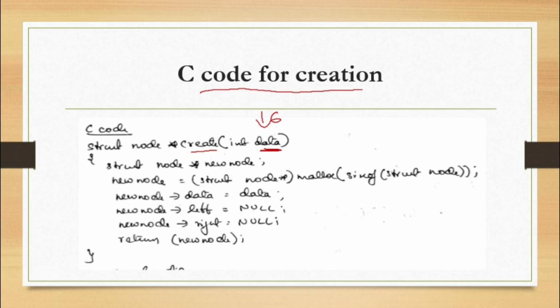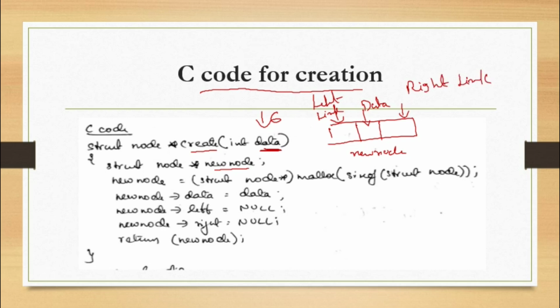So I create a new node. The name of the new node is new node, as shown in the last example, and it will create memory for the data field and for the left link and right link. So who will create this? It will be created by malloc. So new node is equal to struct node star malloc size of struct node.